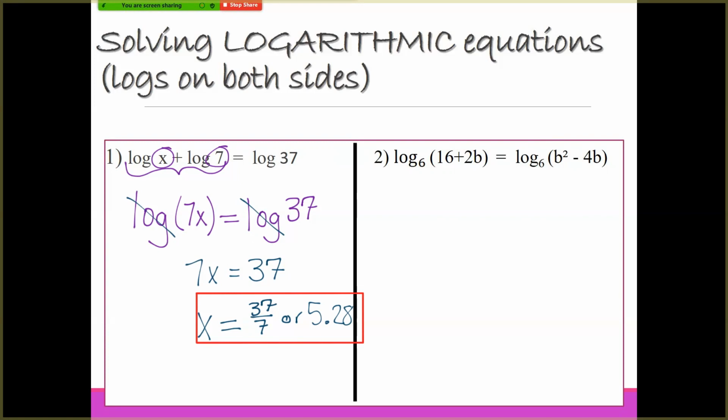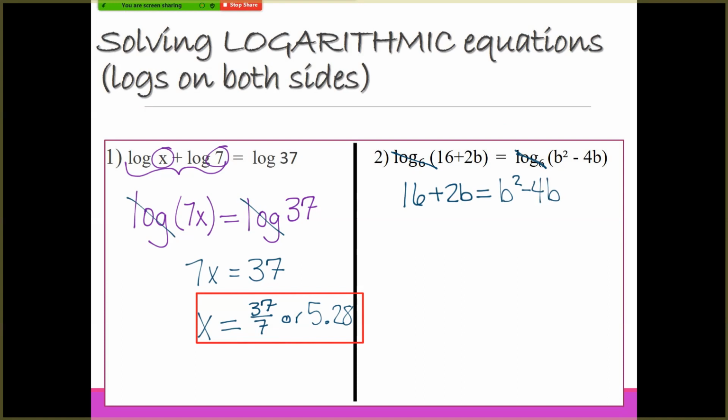For question number 2, on the right side, again, we have 2 logs, one on each side of our equation. The bases match, so we're canceling out the log and the base with the log and the base on the opposite side. However, when I do that, it leaves me with 16 plus 2b equals b squared minus 4b.